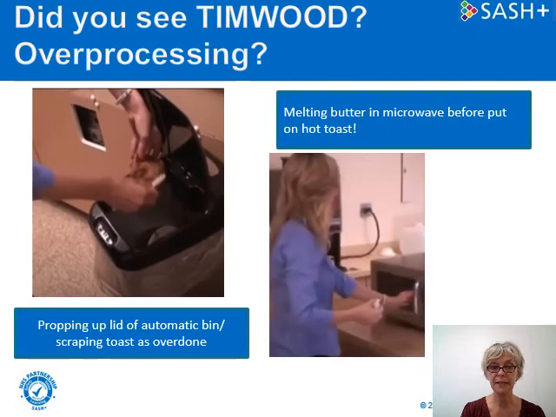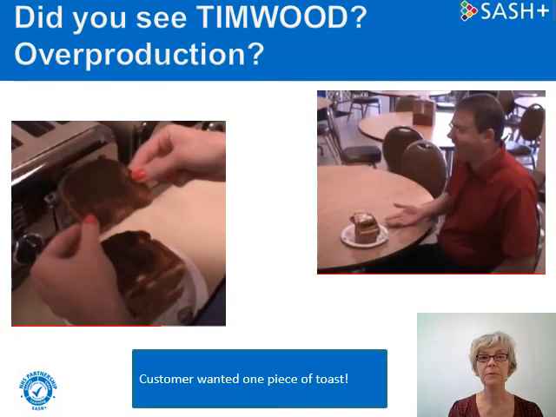Now over-processing. Remember, unnecessary processes that are accepted as necessary. Here, the server holds open the lid of the bin. This will happen automatically. Then she melts the spread in the microwave, where it would have melted easily when it went onto the hot toast. So now we come to overproduction. How much toast did this guy want? How much did she create? She certainly produced unnecessary amounts.